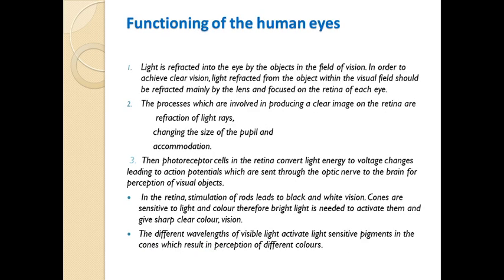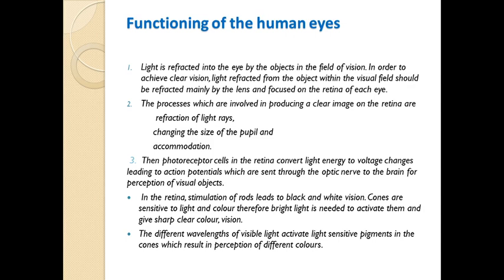So now we can move on to the functioning of the human eyes. Light is refracted into the eye by the objects in the field of vision. In order to achieve clear vision, light refracted from the object within the visual field should be refracted mainly by the lens and focused on the retina of each eye. Refraction should happen and proper focusing on the retina should happen. The processes involved in producing a clear image on the retina are refraction of light rays, change in the size of pupil and accommodation. So these three processes are imperative in order to produce a clear image.